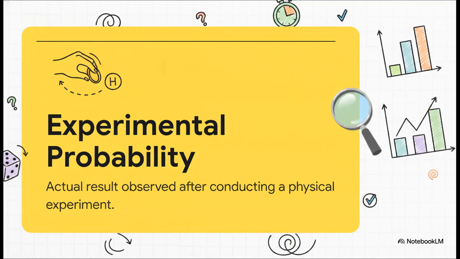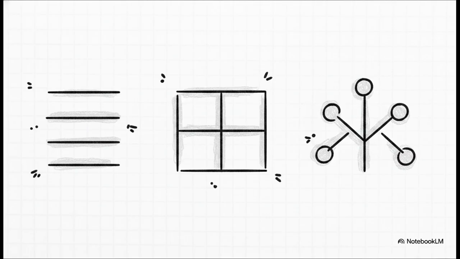Now, whether you're dealing with theory or real-world experiments, things can get pretty complicated quickly when multiple outcomes happen at once. We call those compound events. To make sure we don't miss any possibilities, mathematicians use structured tools like lists, tables, or tree diagrams. These are absolute lifesavers for keeping our calculations perfectly organized and accurate.